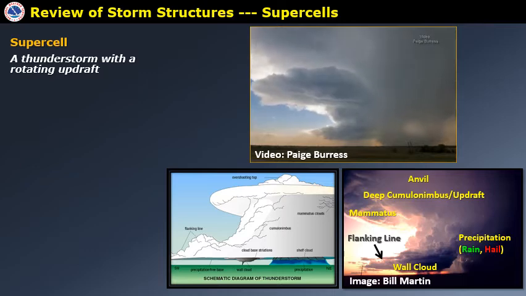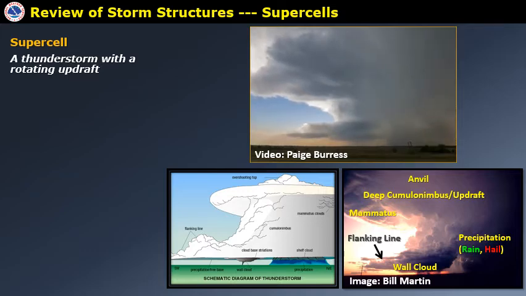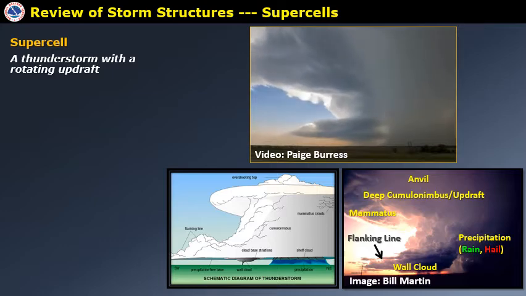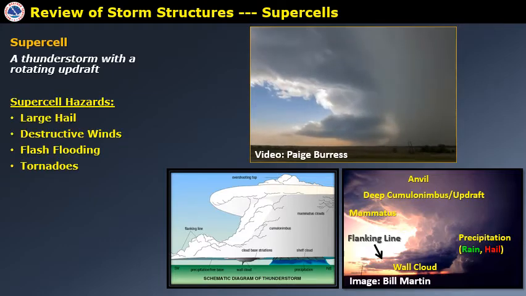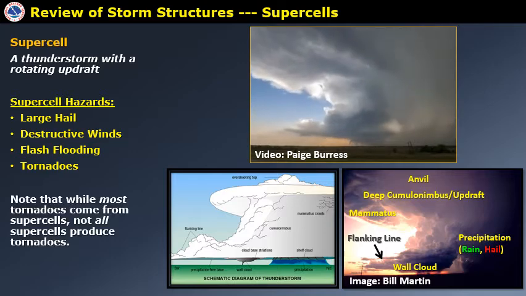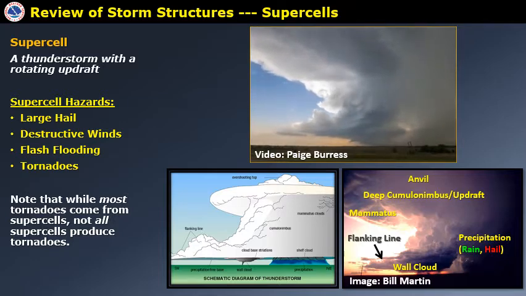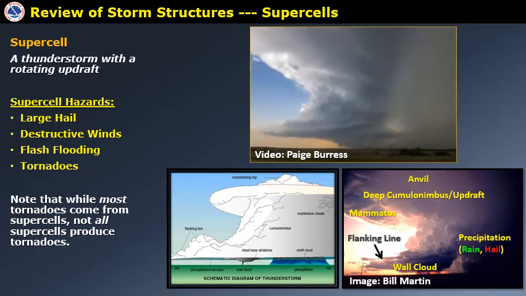Now, as mentioned in the previous slide, the definition of a supercell thunderstorm is a thunderstorm with a rotating updraft. You can get a sense for this rotation here in this time-lapse animation. Now, the primary hazards associated with supercells are large hail, damaging to destructive straight-line winds, flash flooding, and tornadoes. Note that while most tornadoes come from supercells, not all supercells produce tornadoes, and in fact, only about 20% of supercells actually produce tornadoes.